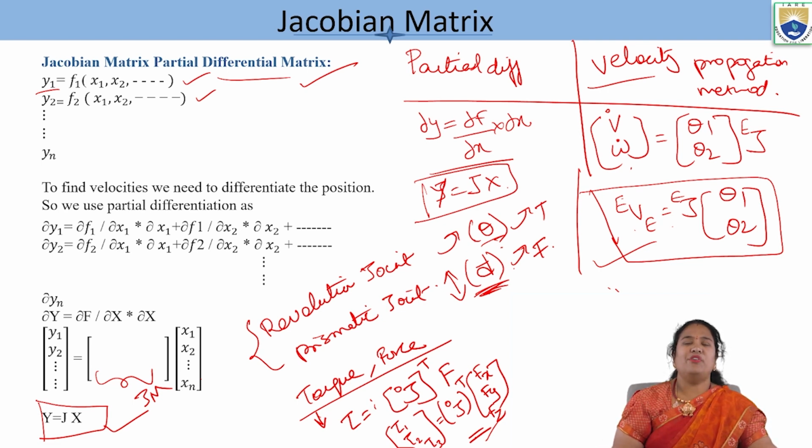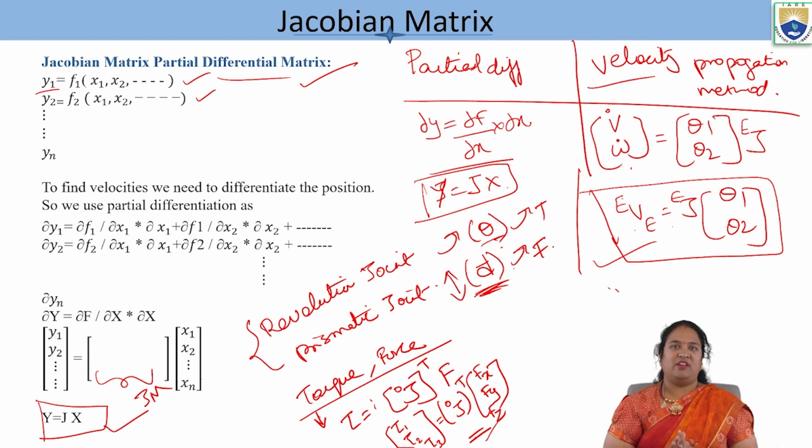This is how we find out the torque and force using the Jacobian matrix. Clear? Hope you've understood the Jacobian matrix and how to solve the Jacobian matrix equation, whether it is in the singularity condition, or when we need to find out the torque and force of the end effectors. Clear? So this is all for today's class. Hope you've understood this session.